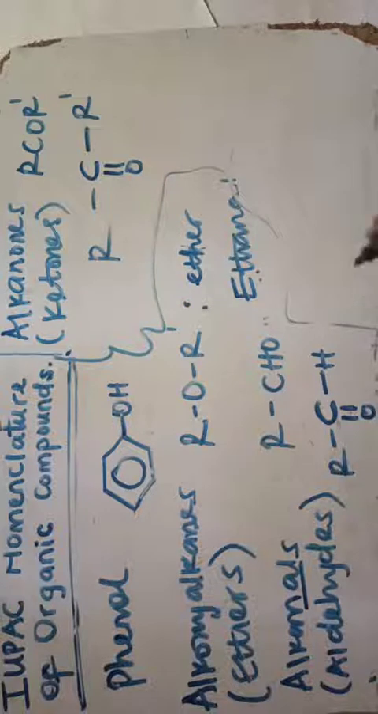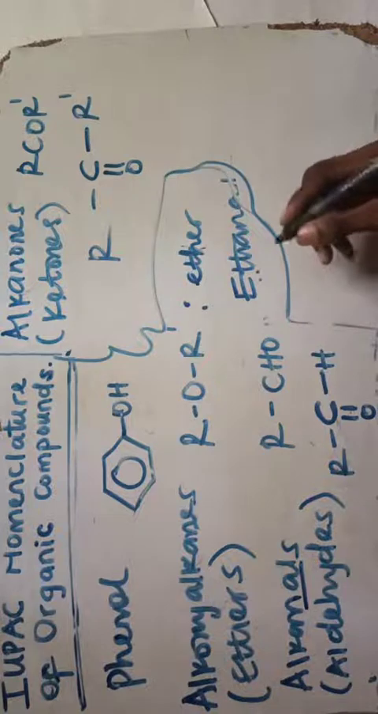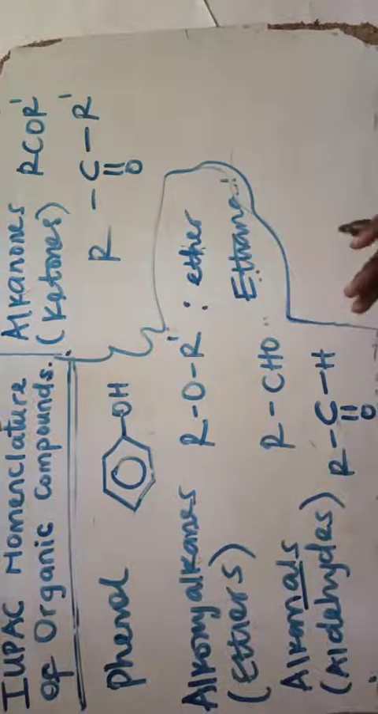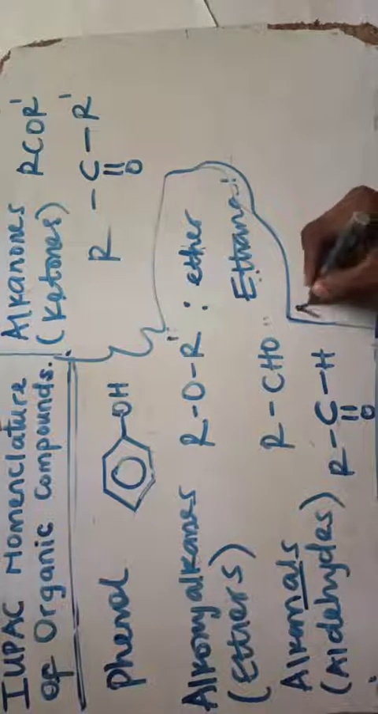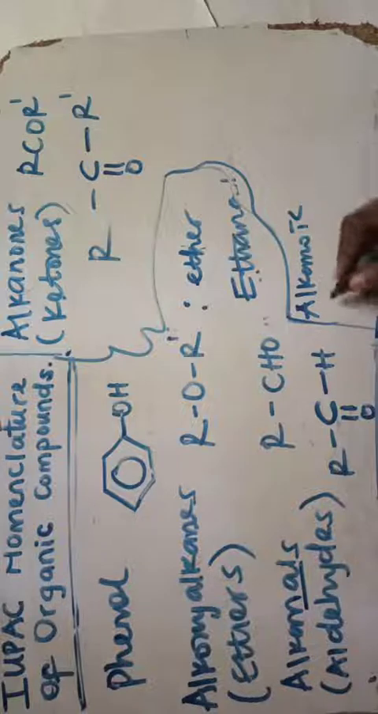So the next one we consider is alkanoic. This is one interesting functional group, a reactive group. So don't forget, a functional group is a reactive group, and it determines the physical and chemical properties of a compound. So next one is alkanoic. Alkanoic acids can also be called carboxylic acids.